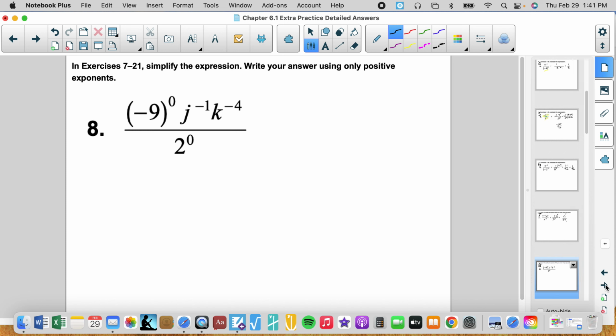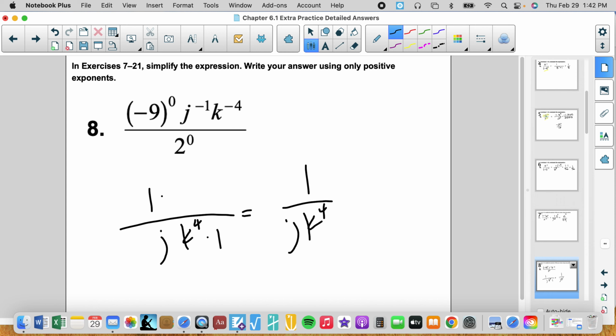Negative 9 to the 0 is 1. j to the negative 1 is going to go down in the denominator. k to the negative fourth is going to go down to the denominator. And 2 to the 0 is going to be 1. So we're left with 1 over j k to the fourth.